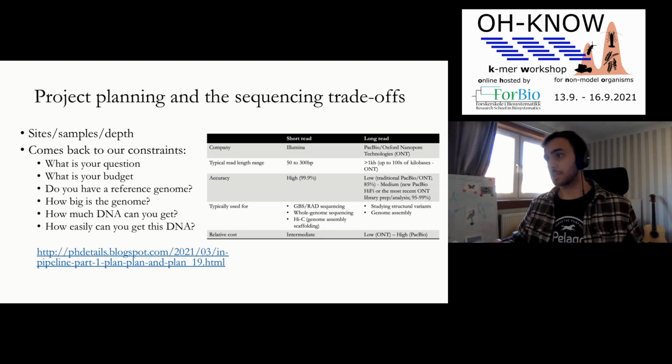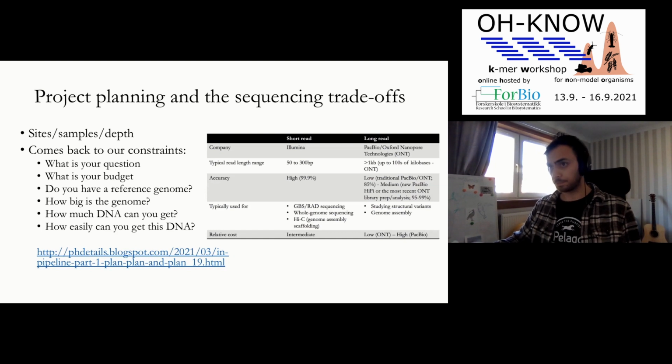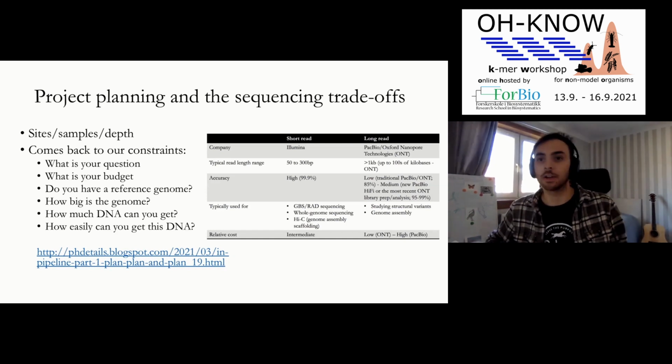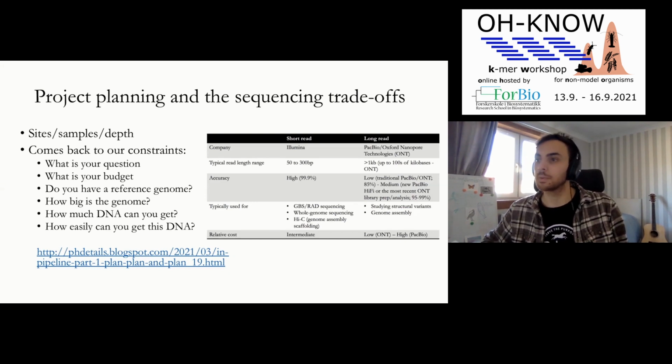So you might, for example, need to get a population level overview of your system, and then you might be willing to trade off some depth in exchange for the number of samples. If, however, you want to do something like structural variant calling, the depth is obviously critical to being able to understand something about those structural variants. And so you might be faced with this trade-off. And it comes back essentially to what I said at the beginning, which is why sequencing is difficult.